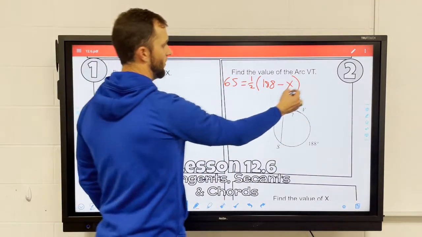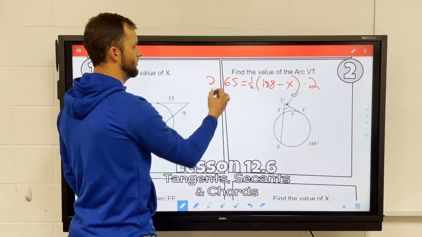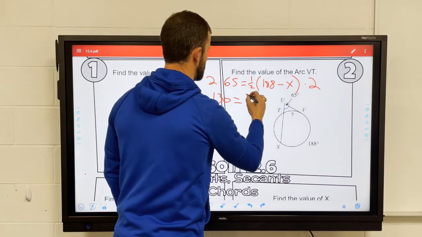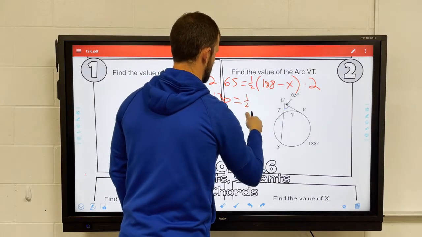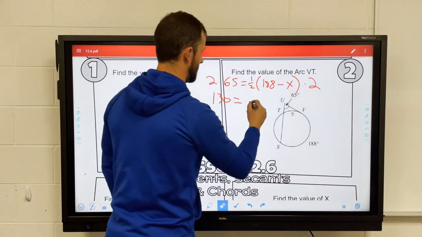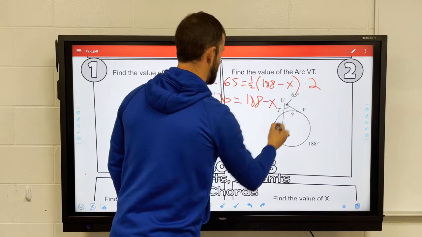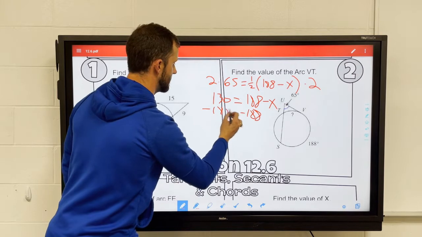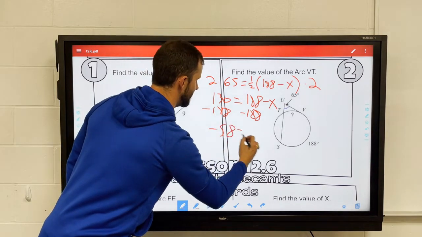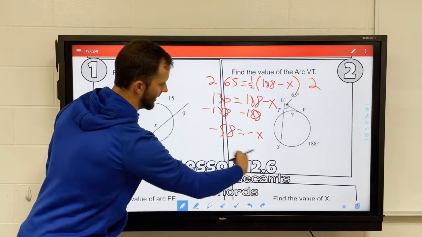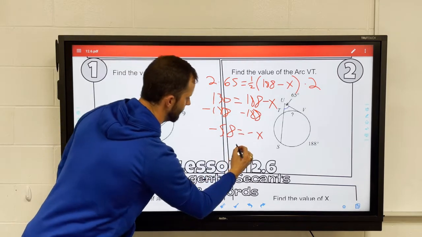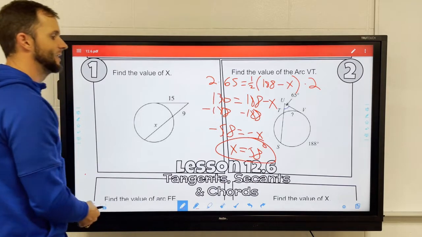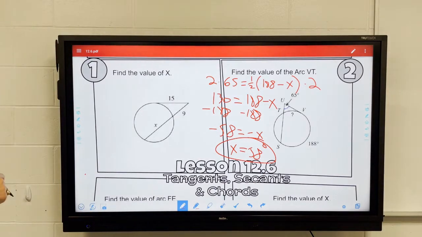So to get rid of 1/2, I'm going to multiply by 2 on both sides. So 65 times 2 would end up giving me 130. Oh, that would get rid of 1/2, sorry. So I would get 130 equals 188 minus x. So I'm going to subtract 188 on both sides, which is going to end up giving me negative 58. And then to get rid of the negative, I'm going to divide by negative 1. So x would end up being 58 degrees. So VT in this instance would end up being 58 degrees.